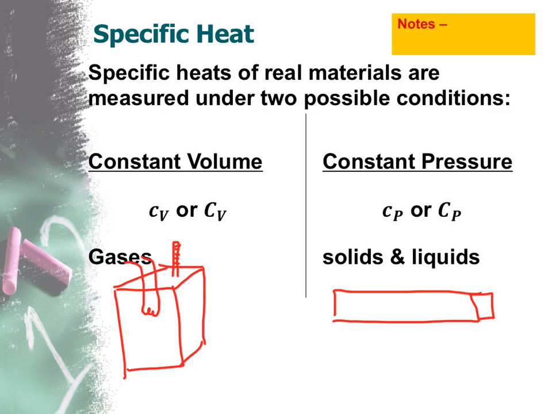Well, if you're dealing with an environment where your pressure is being kept constant, you want to use CP. And that usually means solids. So if you're heating up a solid and it's just sitting there, you're going to want to use CP, the specific heat at constant pressure. On the other hand, if you're measuring a gas in a box, figuring out how much heat you have to put in a gas in a box in order to raise it so many degrees Kelvin, then you would use CV, the specific heat at constant volume.